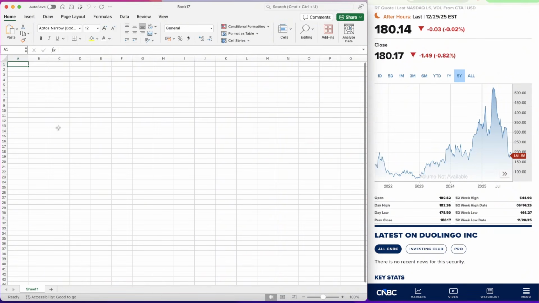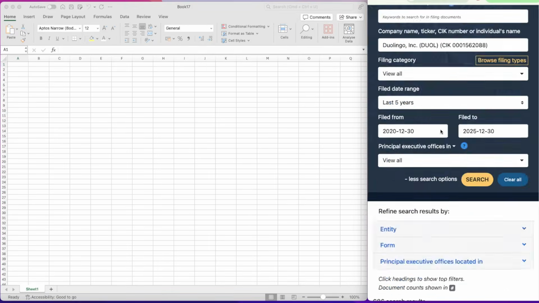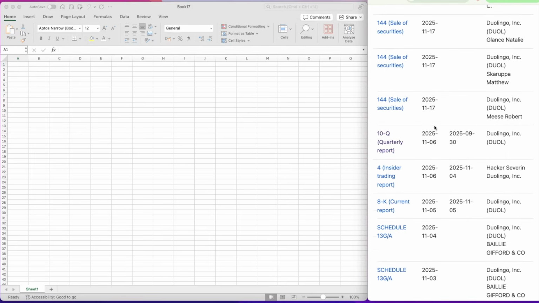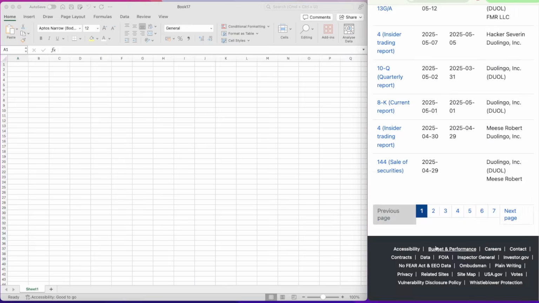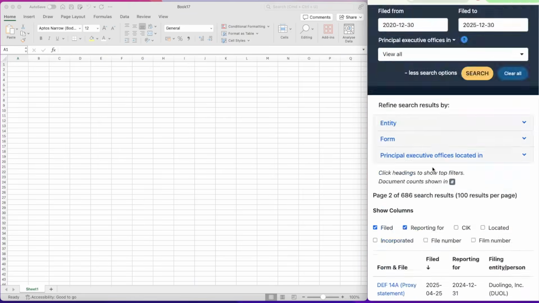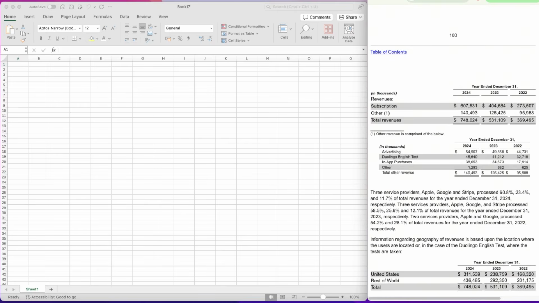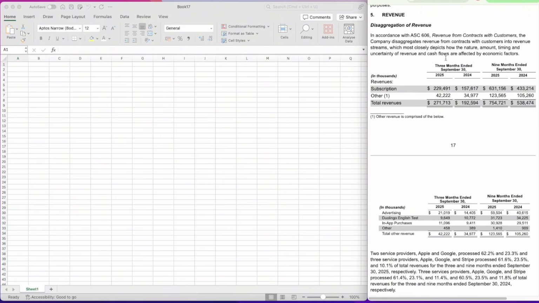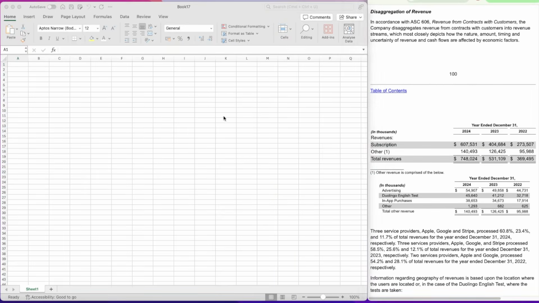So first things first, go onto the SEC website, search for Duolingo, open up the most recent 10Q, and then on the second page, about halfway down, you want to open up the 10K here. Go to the 10K, come to page 101, and this will give the disaggregation of revenues. And the same thing on page 17 for the 10Q, and then we can move on to our Excel spreadsheet.